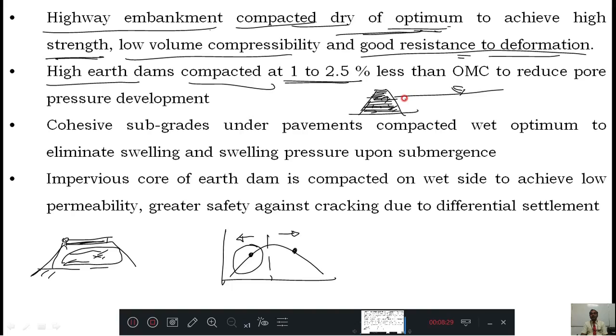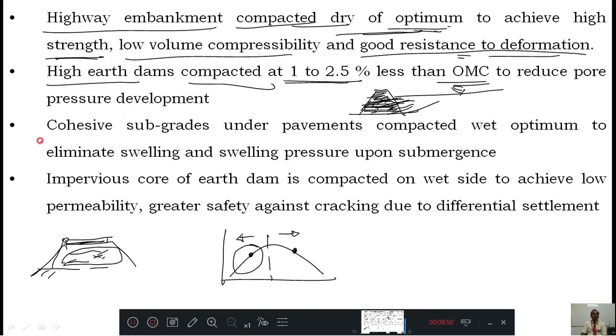Why? Because there might be seepage of water. This water may pass through the earthen embankment, therefore the water content will definitely increase. That's why you need to compact it lesser than the OMC. In the later course the water content of the soil may increase and you may achieve the maximum density.